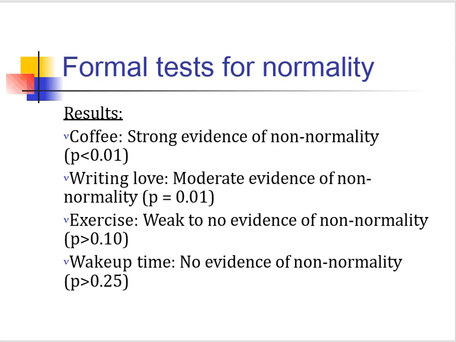From the formal test for normality, the results for coffee show strong evidence of non-normality, p less than 0.01. Love of writing shows moderate evidence of non-normality, p equal to 0.01, and weak to no evidence of non-normality, p greater than 0.10. Wake up time shows no evidence of non-normality, p greater than 0.25.